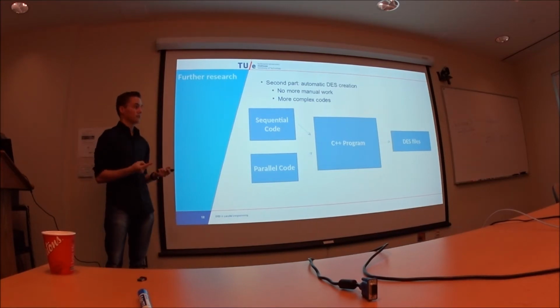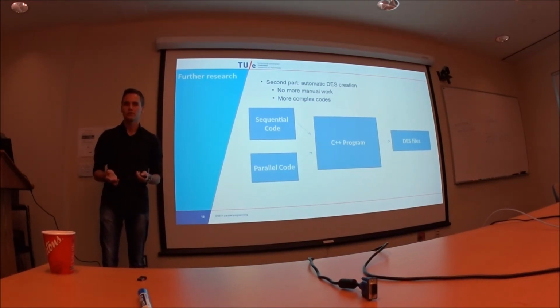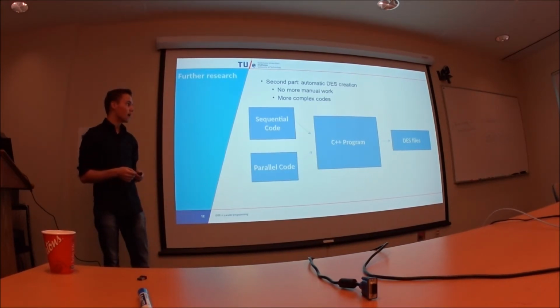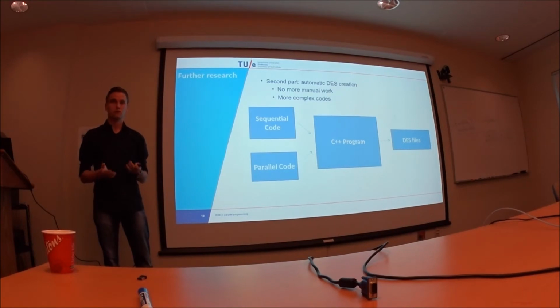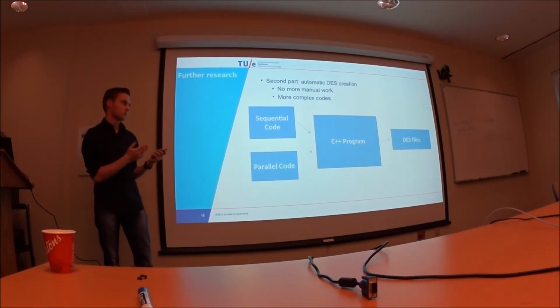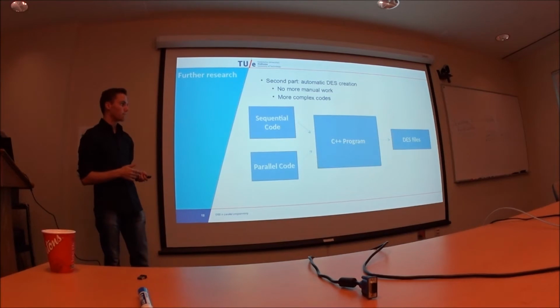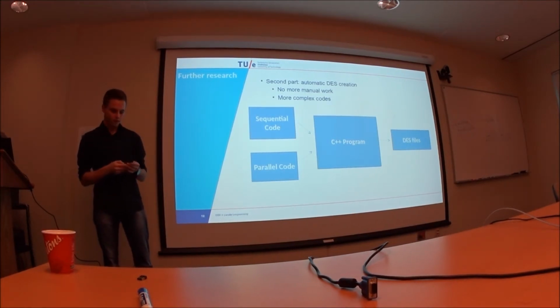This basically has two advantages. There's no more manual work, so if you have a big piece of code, it would take a couple of hours of modeling. In this case, it takes less than a second. And you can do much more complex code, because since it's automatic, no errors will be made. If you do everything by hand, you'll probably make some mistakes and have to do it again. So those are the two main benefits of this. That's the second part of my research.